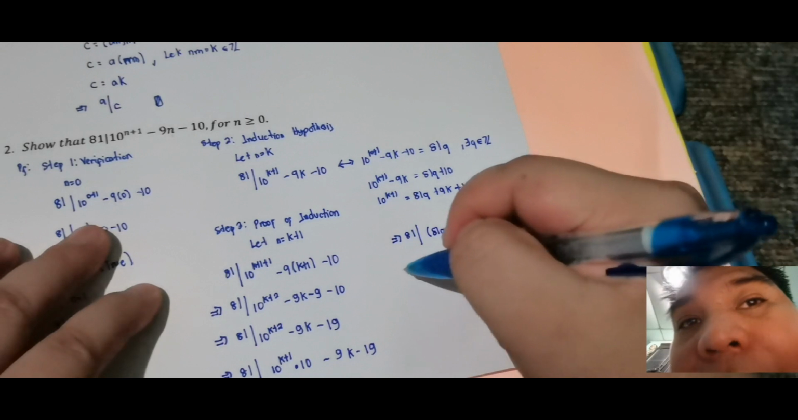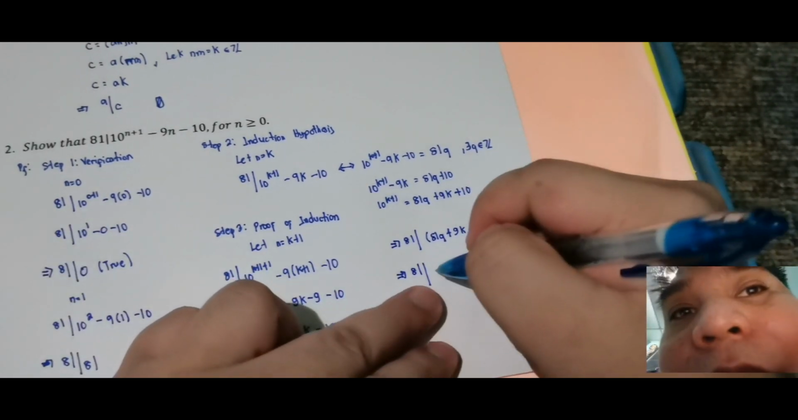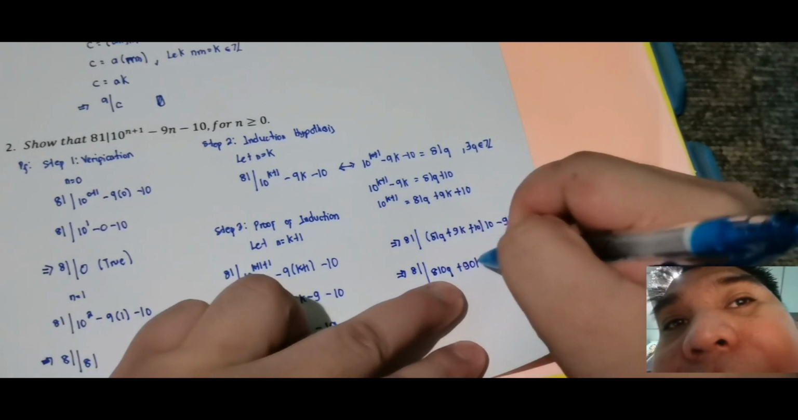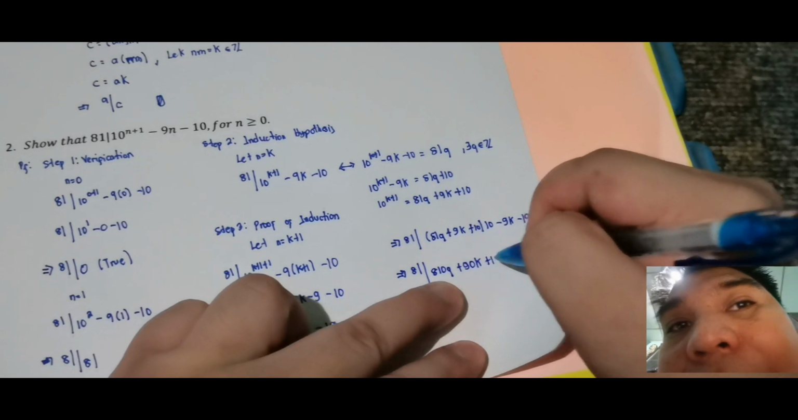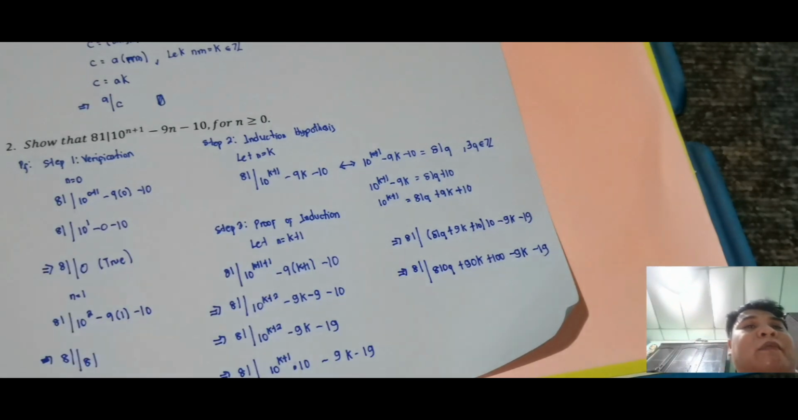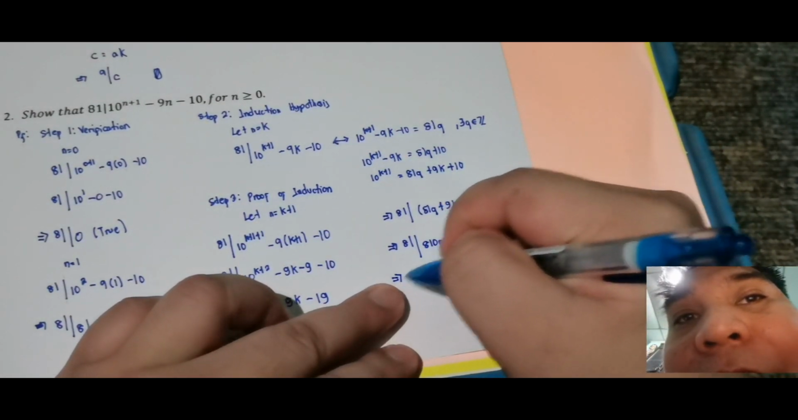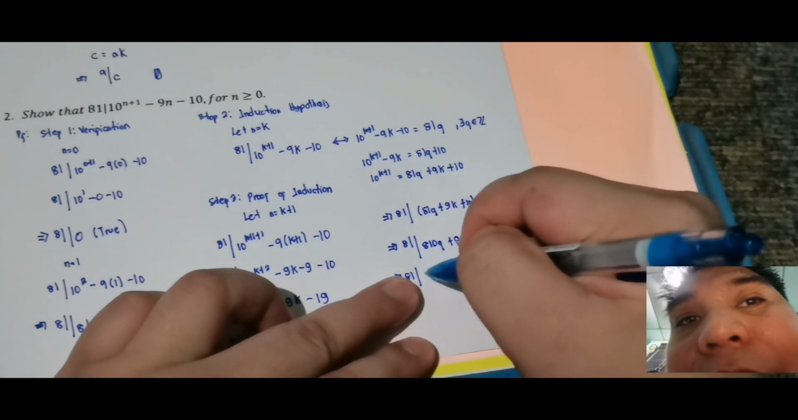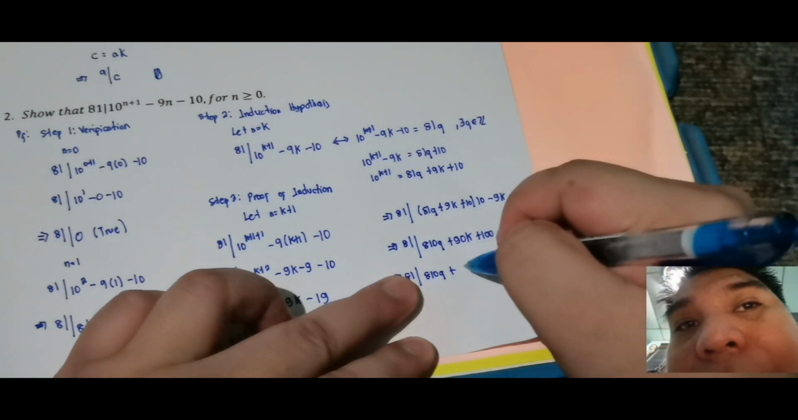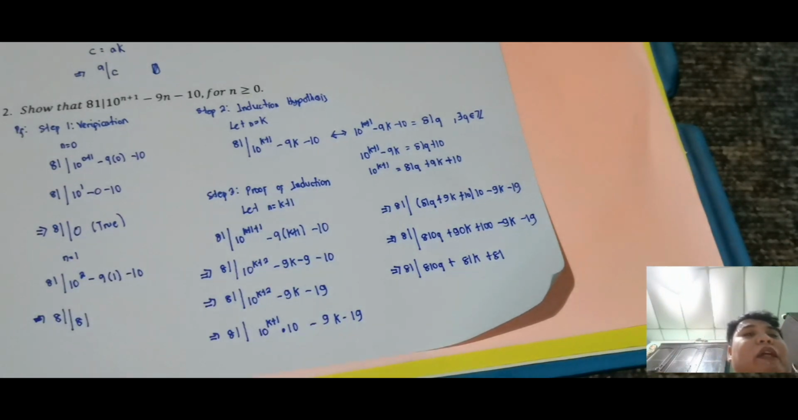Okay, then that is 81 divides 810q, tama, plus 90k plus 100 minus 9k minus 19. Okay, then simplify further, that this implies that 81 divides 810q plus 81k plus 81. Okay, ngayon, ano ba goal natin?